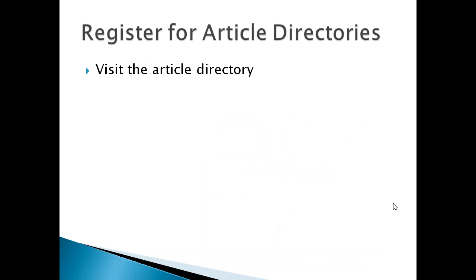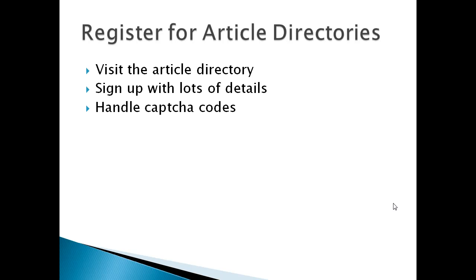Okay, so in order to submit articles to article directories and get them published, we've got to first register as a user of the directories. Now there's hundreds of these directories. You've got to visit the directory, and then you've got to sign up giving lots of details like your name and address and phone number and a fax number and all this junk. Then you've got to handle whatever CAPTCHA codes they throw at you, and then finally they'll email you to make sure you're real, and you have to click that email. The cool thing about this is automatic article submitter automates or semi-automates every bit of this, which is really cool.